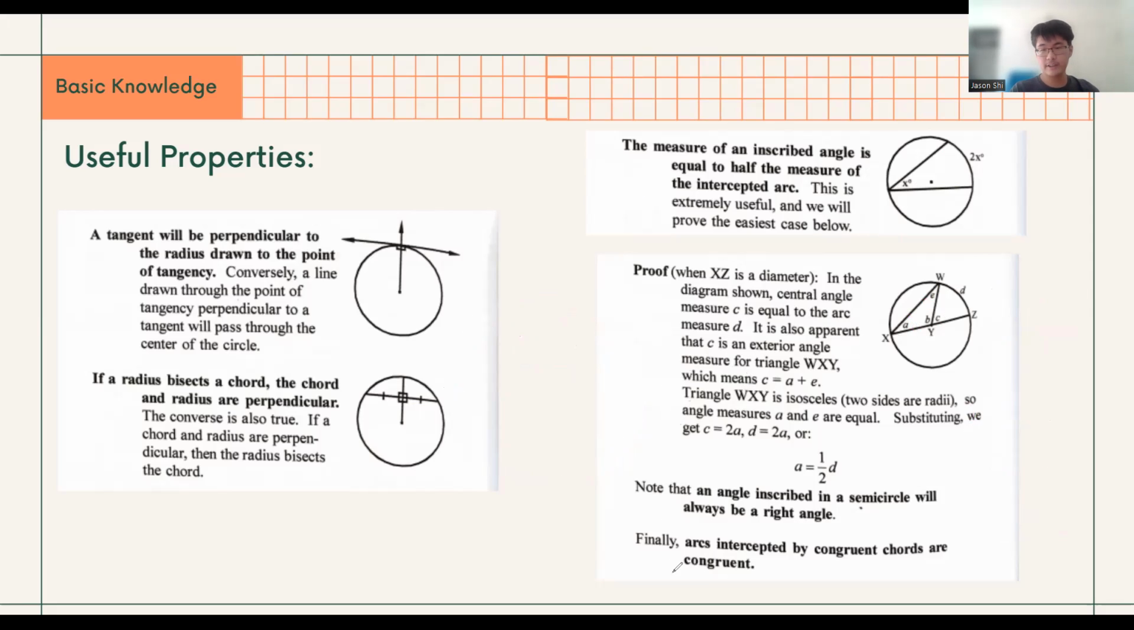So finally, if you have arcs that are intercepted by congruent chords, they are congruent. This is just a fancy way of saying if you have a circle and two chords like this and this, and you know that the chords are the same length, then you also know that these arcs have the same angle measure and also the same length. This should be pretty intuitive. These two chords are the same, so these arcs are congruent.